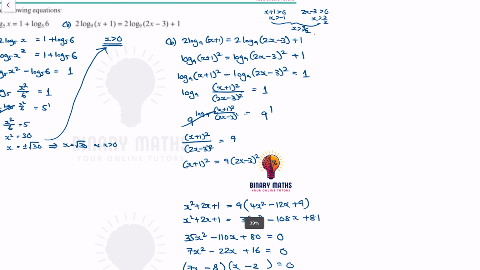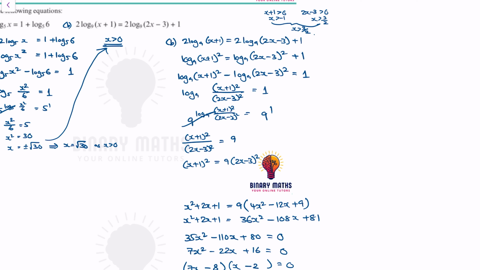Now remember the condition, x has to be greater than 3 over 2. So that means x equals 8 over 7 is not a solution. So the solution is x equal to 2, as we ignore x equals 8 over 7, as x has to be greater than 3 over 2. So the solution is x is equal to 2. So cross that one out.